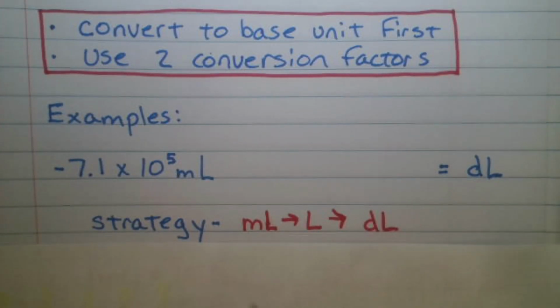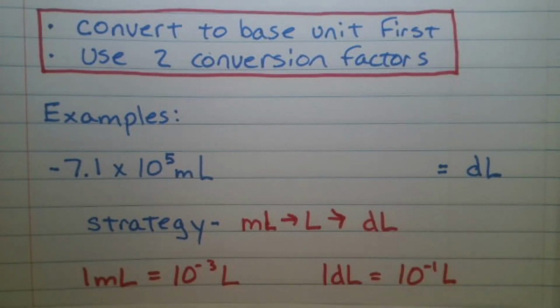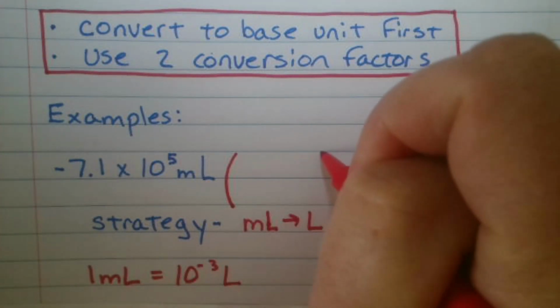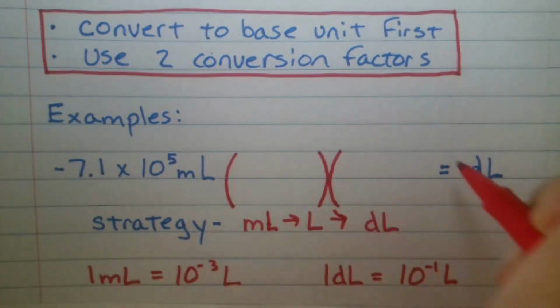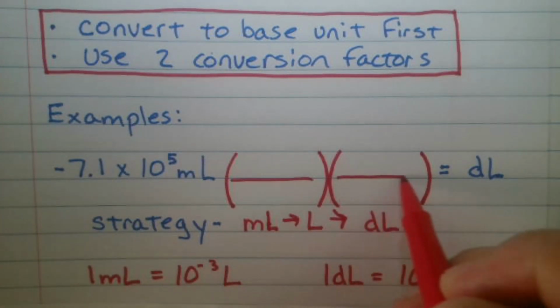So we need the conversion factors to go from milliliters to liters, and then from liters to deciliters. And the conversion factor for milliliters to liters is 1 milliliter is 10 to the negative third liters. To go from liters to deciliters, we have 1 deciliter is equal to 10 to the negative 1 liters. And so now what we have to do is set this conversion up like a puzzle. We know we're going to have two conversion factors, so we'll set it up like that, and give yourself a little bit of extra space just to be safe. So we have two fractions.